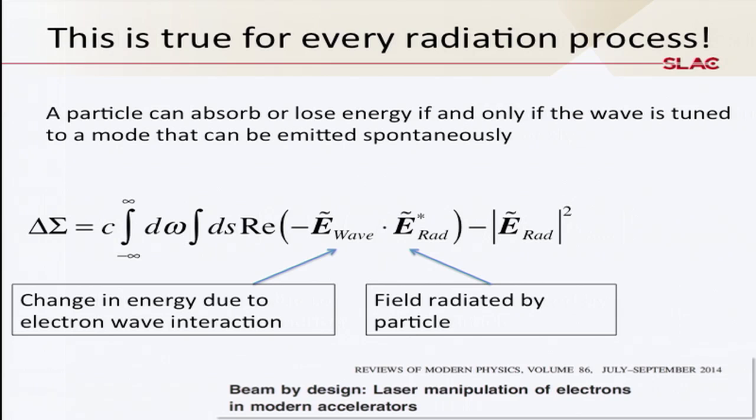And now you have this term that is the equivalent of stimulated emission or absorption in classical electrodynamics, and it's given by the scalar product of the radiation field of your particle in the far field times whatever external field you have interacting with your particles. Which means, to exchange energy with an external wave, that wave has to be coupled to your electrons, and the way you couple a wave to your electrons is that the wave has to be some mode that the electron can emit, right? There has to be overlap between the radiation field of your electron and the wave you're trying to exchange energy with.